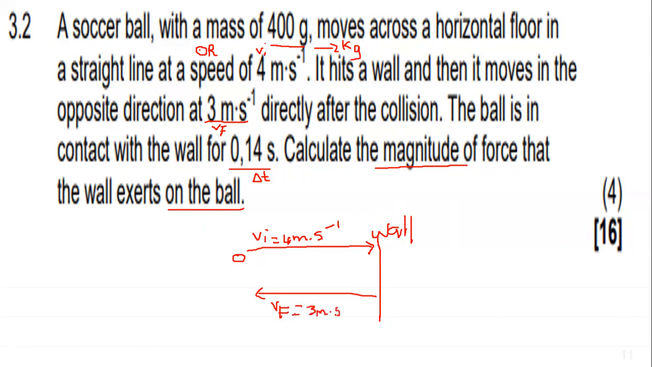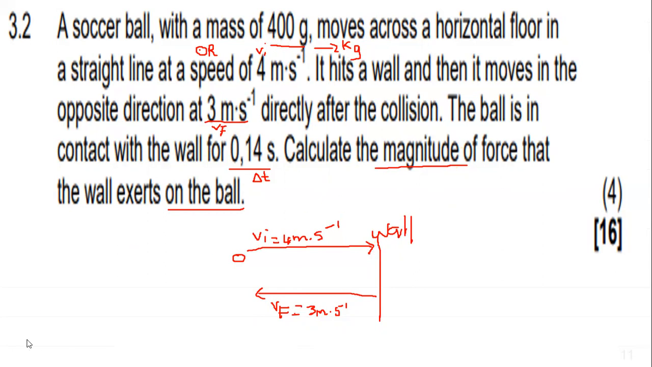Right? So if we were interested in the direction as well, a learner could say towards the wall is positive, away from the wall is negative. So let us take different directions. It's really up to you. You could say towards the wall is positive and away from the wall it's negative. Now let us get the magnitude of the force.